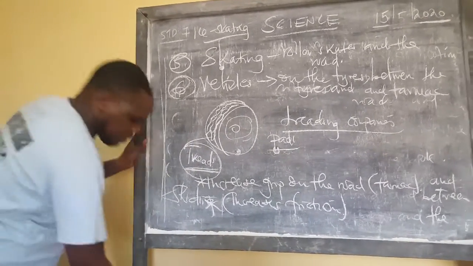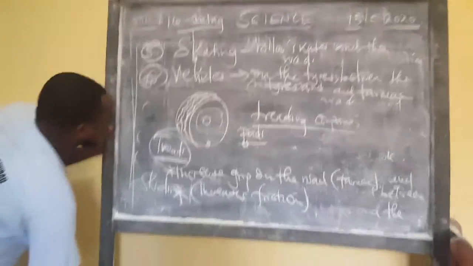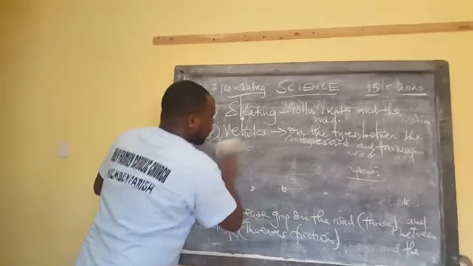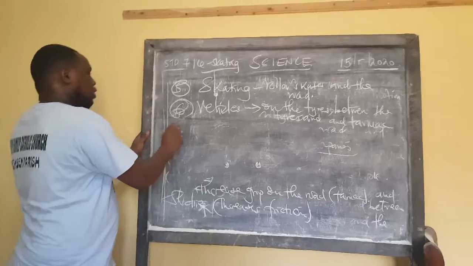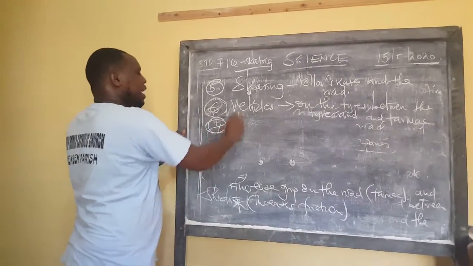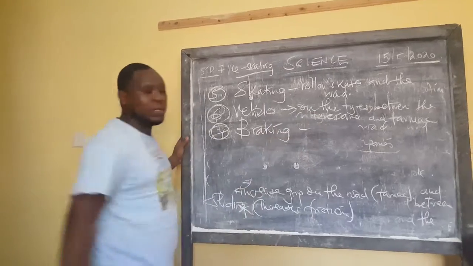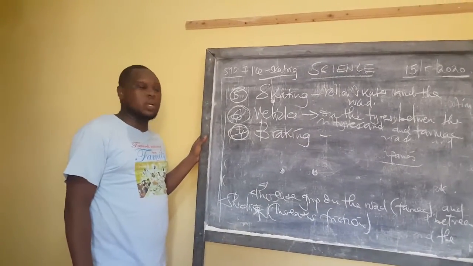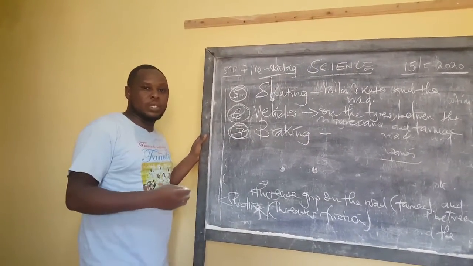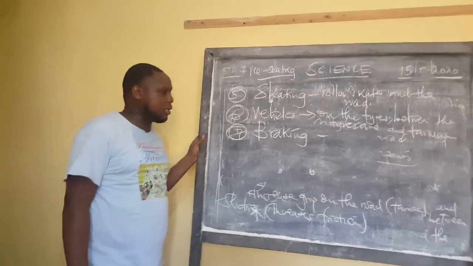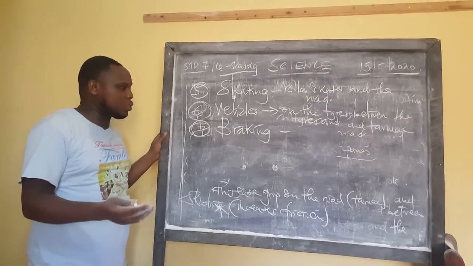Then the last one, I've just talked about it. I'll just write it here. Friction also is needed during braking. When one is braking, including yourself, when you are running and somebody is running after you, that's your friend back in school.